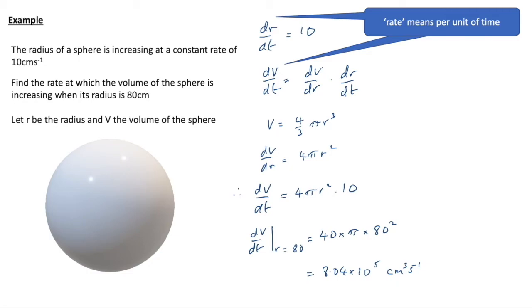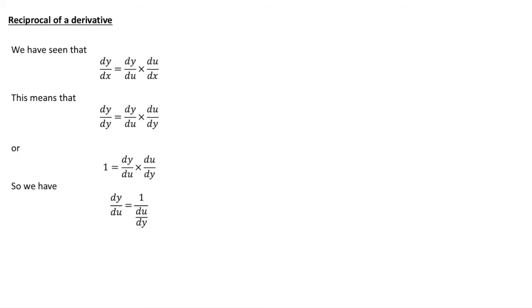And now we're going to look at a slightly different idea, and that's using the reciprocal of a derivative. We've already seen that dy/dx is the same as dy/du times du/dx, and this means that if we replace x by y, we'd have dy/dy is the same as dy/du times du/dy. That means that 1 is equal to dy/du times du/dy, and that means that dy/du is equal to 1 over du/dy. Now, that's a very useful result.